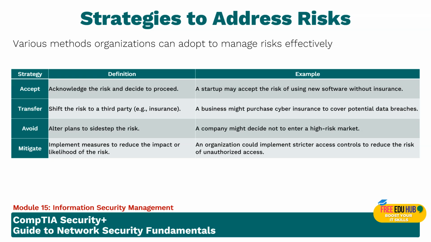Then we have transfer. Transferring the risk involves shifting the potential impact of the risk to a third party, typically insurance or maybe outsourcing. This strategy helps in reducing the direct exposure to the risk. So a business might purchase cyber insurance.